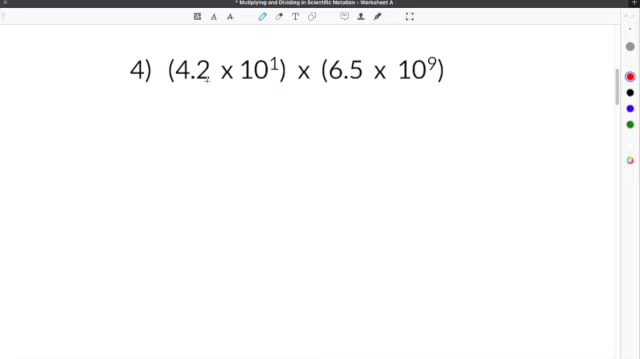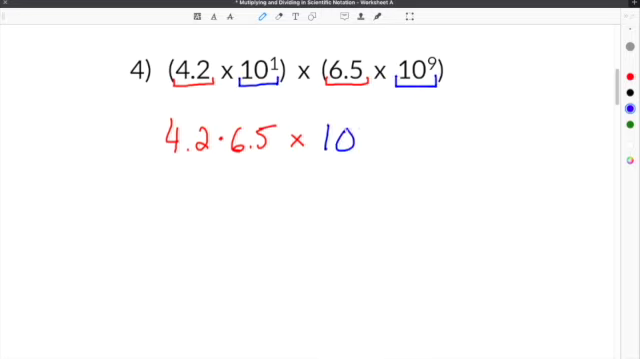Number 4 gives us 4.2 times 10 to the first times 6.5 times 10 to the 9th. So we already know that when we multiply in scientific notation, we're going to take our coefficients and multiply them together. So we're going to do 4.2 times 6.5 times our power of 10, which is 10 to the first, plus 9, because this one's 10 to the 9th. We will do 4.2 times 6.5, which is 27.3, times 10 to the 1 plus 9, which is 10.